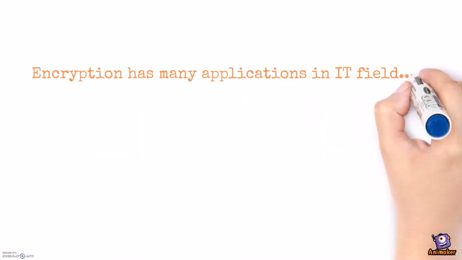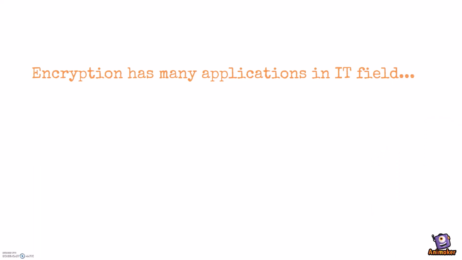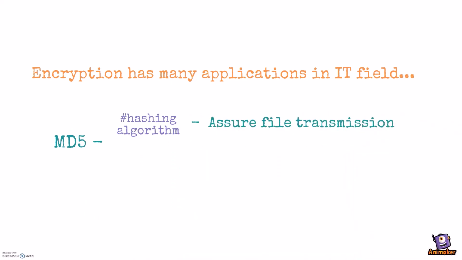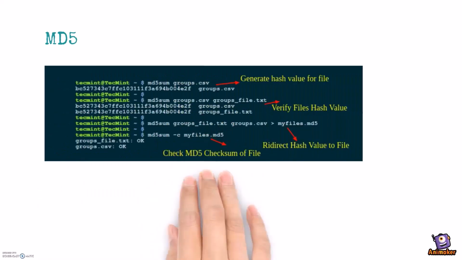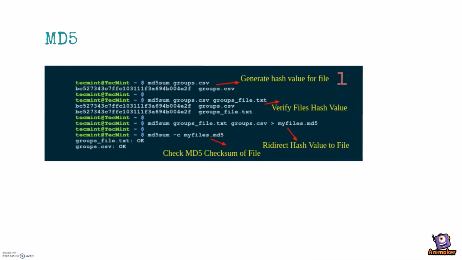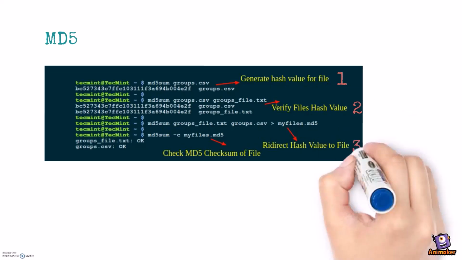Encryption has many important applications in the IT field. For instance, MD5, a widely known hashing algorithm, is commonly used to provide assurance that a transferred file has arrived intact. File servers often provide a pre-computed MD5 checksum, also known as MD5 sum, for the files, so that a user can compare the checksum of the downloaded file and the checksum provided by the distributor.